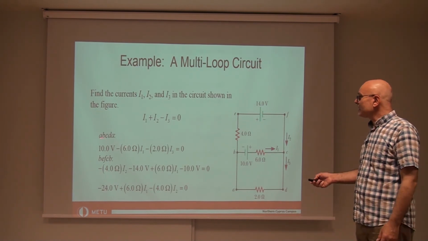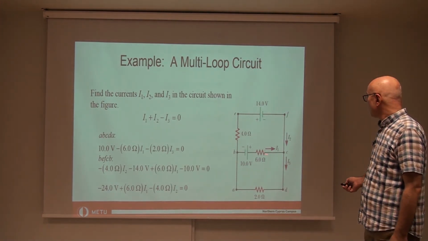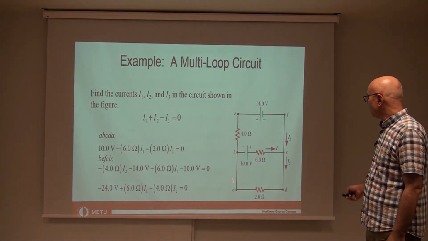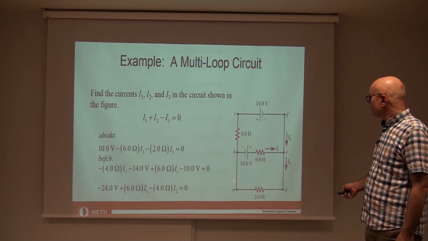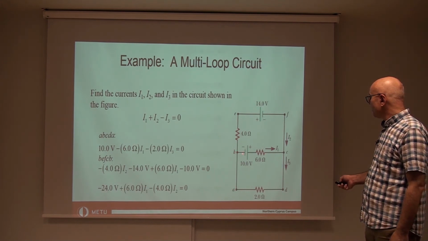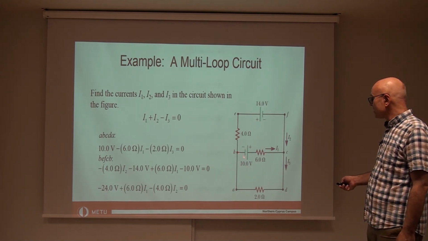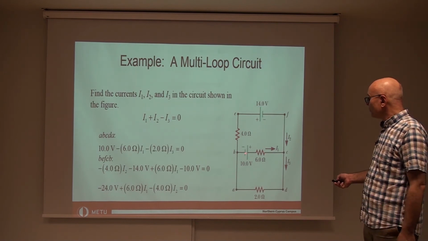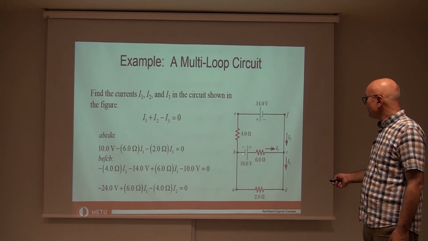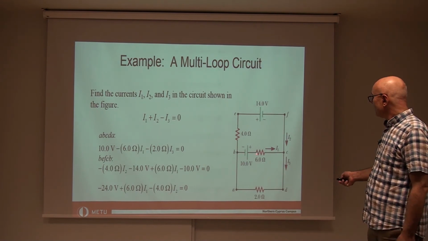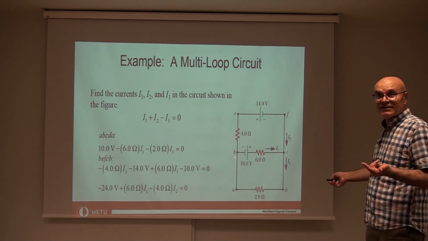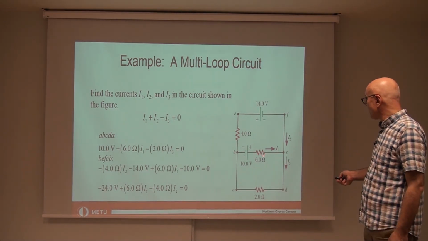For example, I start with the first loop. I take the loop A, B, C, D, A. Again, you start at A, up to B, there is nothing here. I have a 10 volt potential rise across E. So this is plus 10. And here, this is a 6 ohm resistor, moving along the direction of I1 that I have suggested. So it's minus 6 I1.